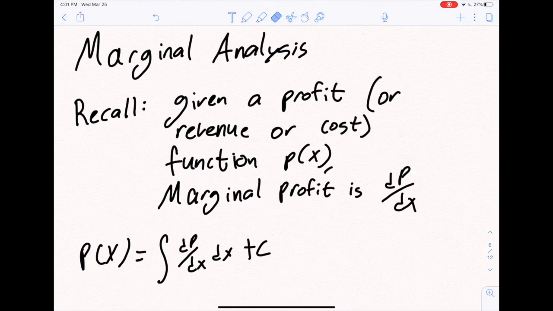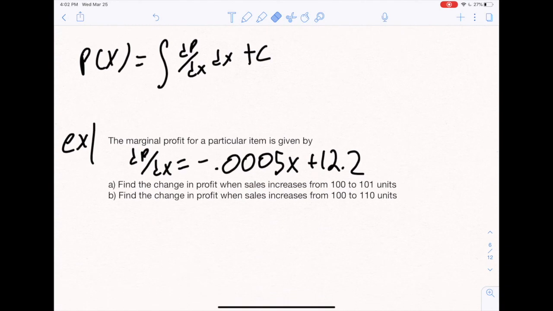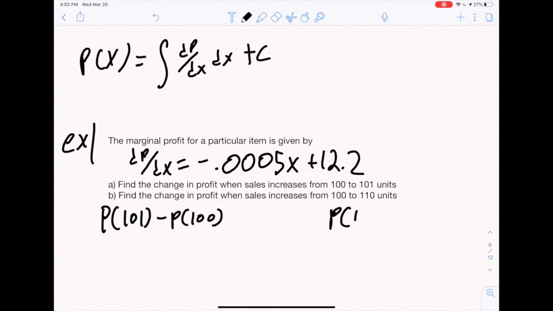Remember, because the integral undoes the derivative. All right, with that in mind, let's take a look at an example. So this example says the marginal profit for a particular item is given by dP dx equals negative 0.005x plus 12.2. And we want to A, find the change in profit when sales increase from 100 to 101 units, and B, find the change in profit when sales increase from 100 to 110 units. So what we're really asked to do is find P of 101 minus P of 100, and we're also asked to find P of 110 minus P of 100.